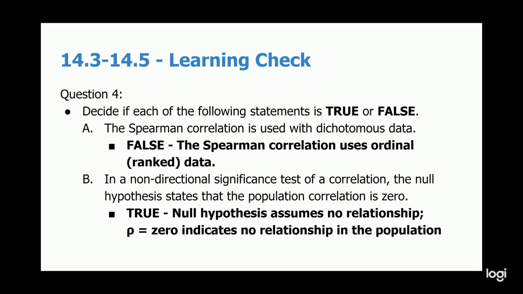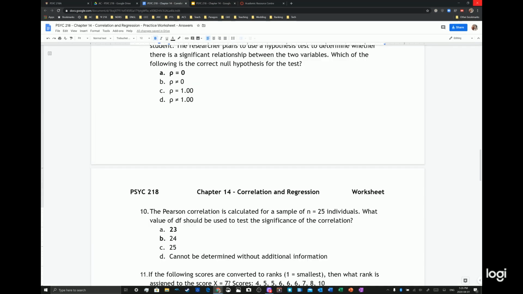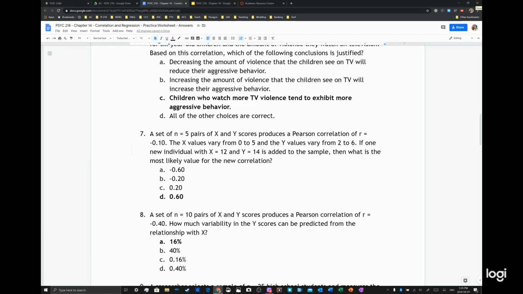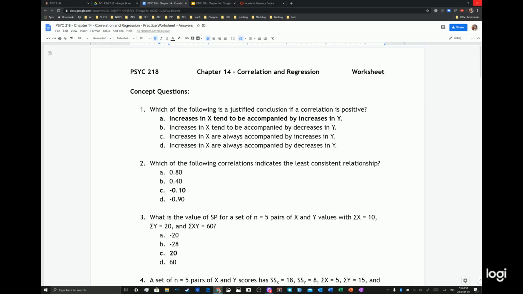If you're stuck, again, you could teach yourself this. If you're good at statistics and math, great. If you're not, use these resources, videos, and guides to help you. Practice your questions on the worksheet. I'm just showing you the answer one right now, but again, there is one without the answers.